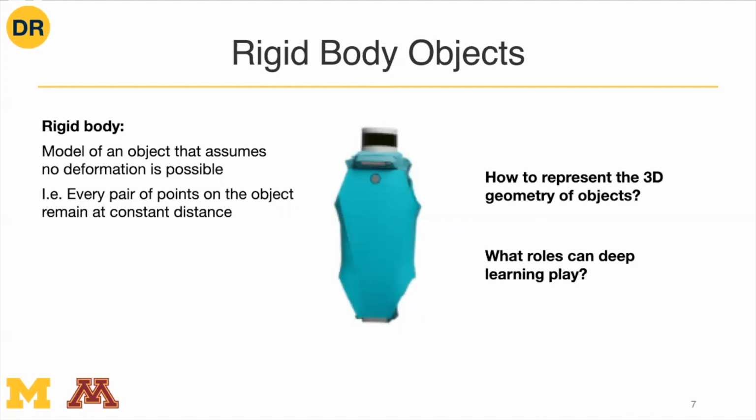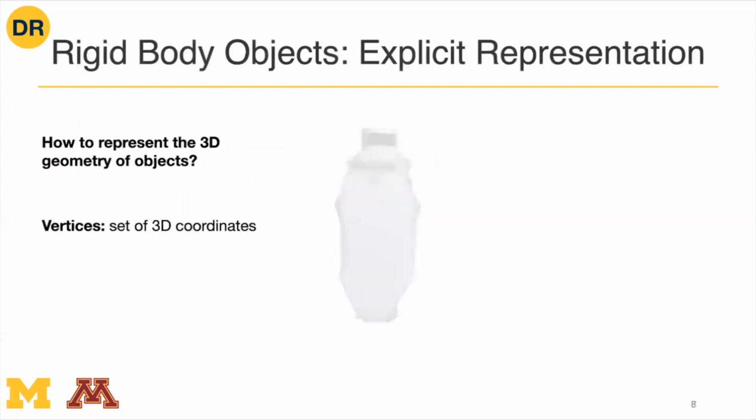So the two questions that we're going to try to set up and answer in this prelude discussion are the two questions shown on the slide. So first, how can we represent the 3D geometry of these rigid body objects that don't have deformations? And then the second question, which is going to lead into next week's seminar presentations, is really what role can deep learning play given the representations that we would like to use to describe these sorts of objects? So let's look at this first question in a little bit more detail.